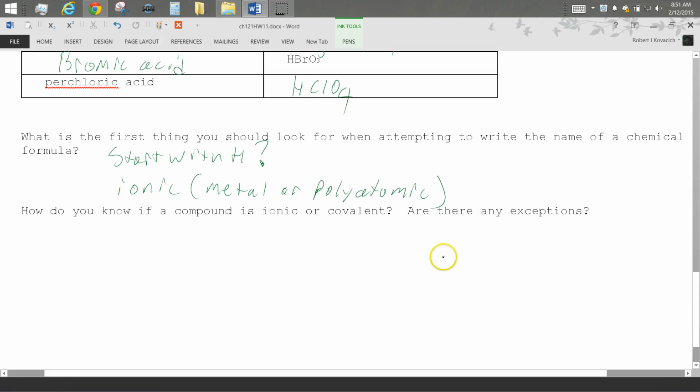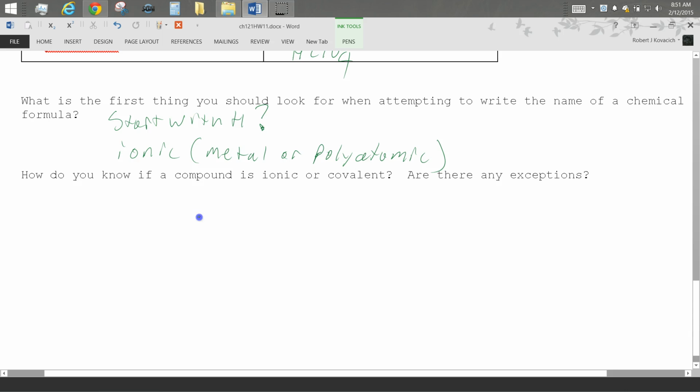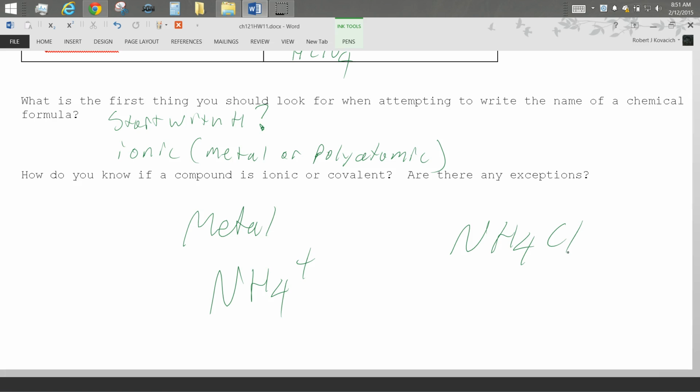How do you know if a compound's ionic or covalent? It's got a metal in it. 99.9999% of the time it's ionic because there's a metal there. Is there an exception to that? Yeah. NH4, that positive charge could be the cation for the ionic compound. So something like NH4Cl. Are there any metals there? Nope. Is there a polyatomic ion there? Yep. So it's an ionic compound.